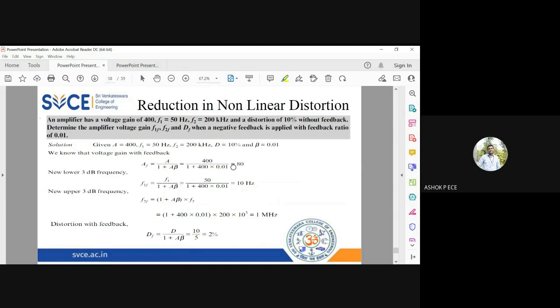See, a simple problem here. An amplifier has a voltage gain of 400. Nothing is mentioned about feedback, so this 400 is going to be capital A. F1 equal to 50, F2 equal to 200 kilohertz.